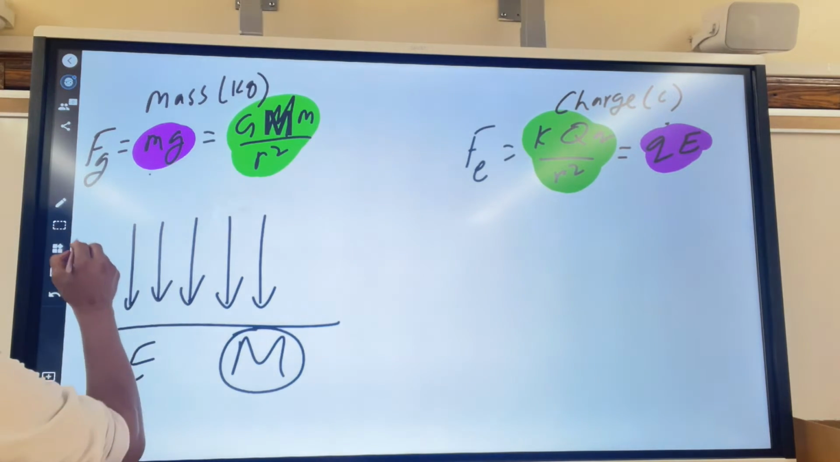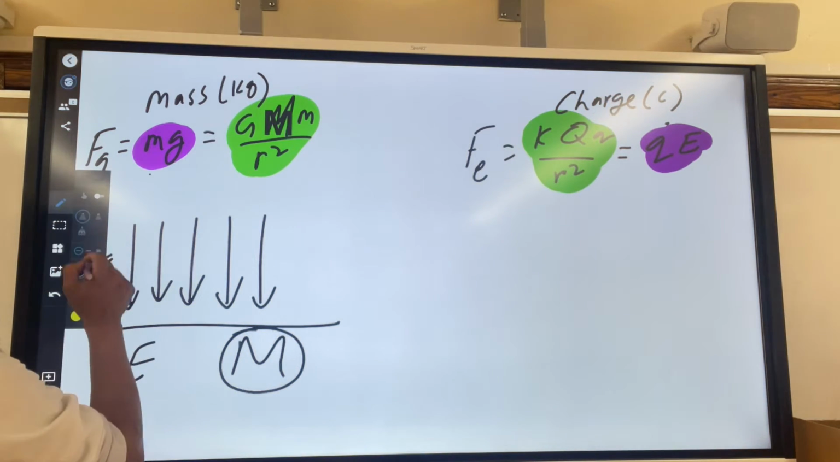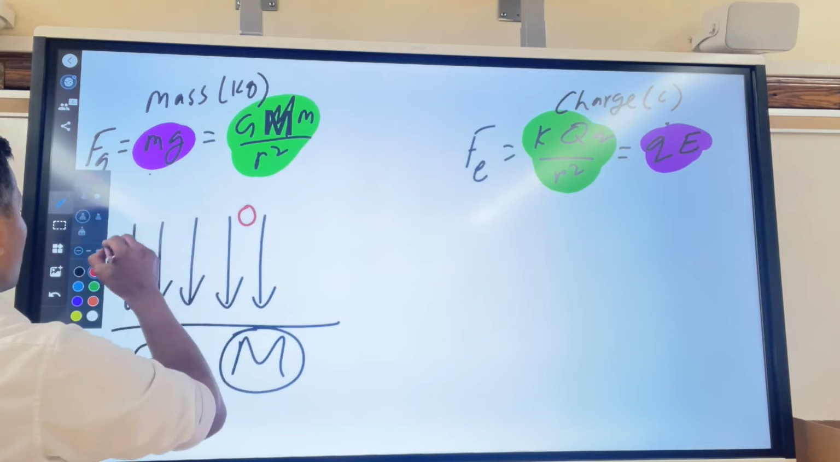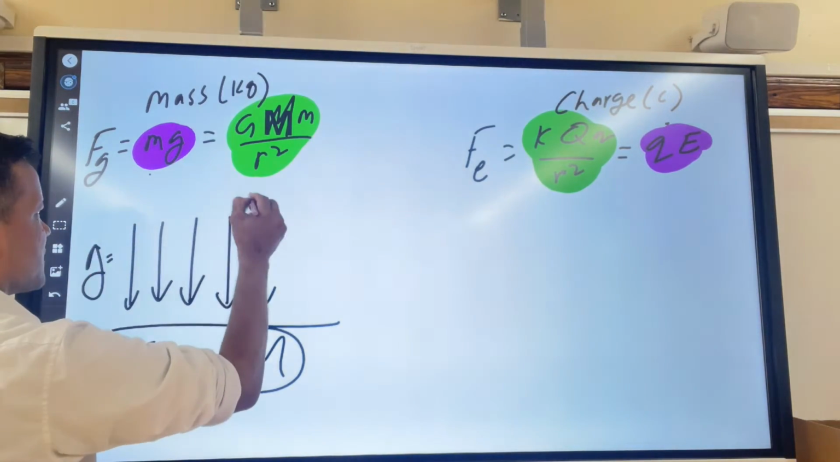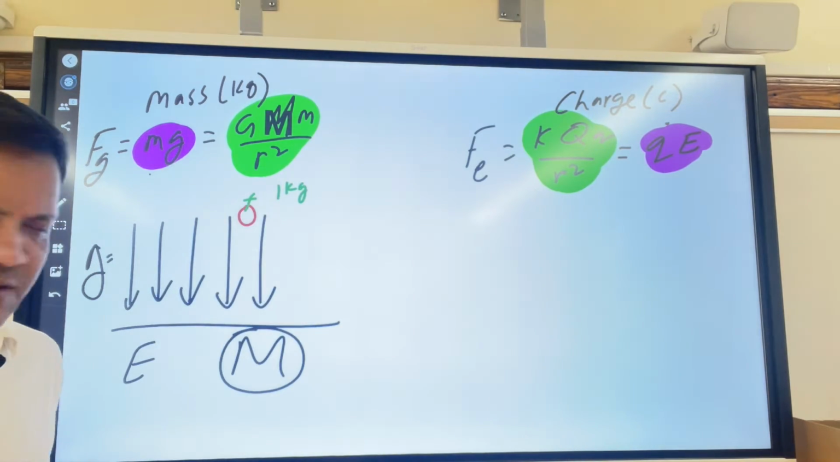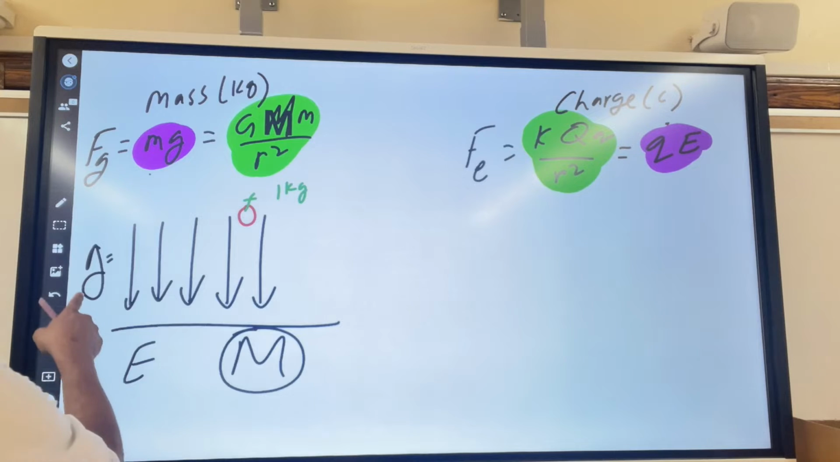Now we want to find the strength of this G field. To find the strength of the G field, we want to draw an apple, let's say a 1 kilogram apple, to find the strength of this G field. Now, what is the equation of the G field?